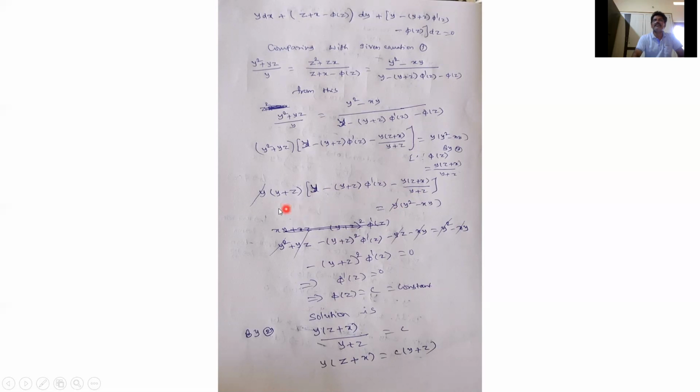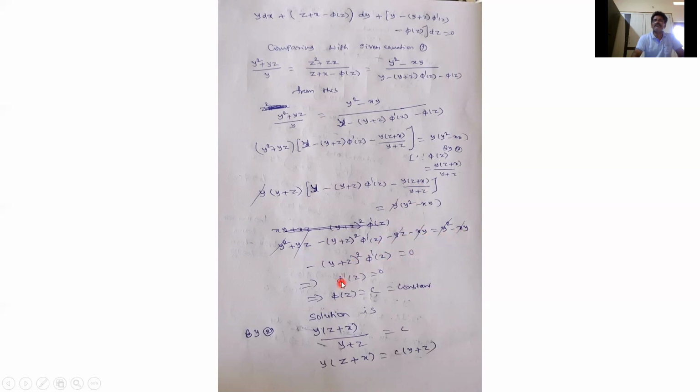So y will be cancelled on the left and right hand side. So we'll get y into (y square plus yz), and minus (y plus z) whole square phi dash z. And for this last term, y plus z will be cancelled. We'll get here minus yz minus yx. Right hand side we have y square minus xy. So here yz will be cancelled, y square on the left hand side and y square on the right hand side will be cancelled, and minus xy on the left hand side and minus xy on the right hand side will be cancelled. Finally, we'll get minus (y plus z) whole square phi dash z equal to 0.